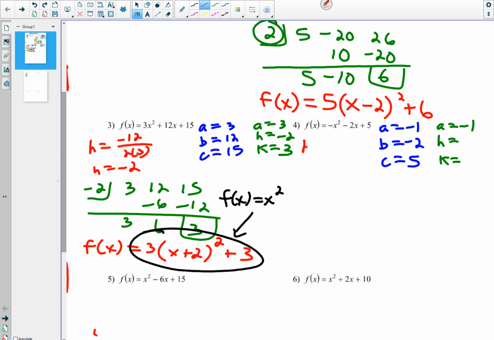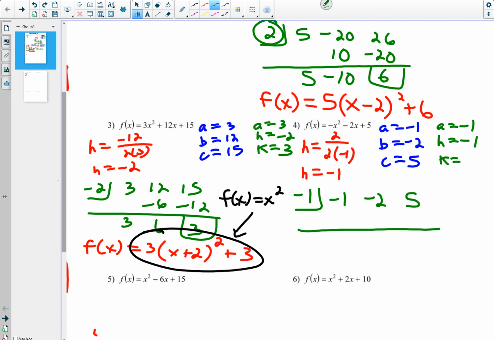H. So H is negative b over 2a. If b is negative 2, it would be positive 2 over 2 times negative 1, which is 2 over negative 2, which is negative 1. I just found H is negative 1. Then I'm going to plug in that negative 1 for x in A, B, C. Okay, look. Watch. Drop this negative 1, multiply 1, negative 1, multiply 1. You get a K of 6. Okay?